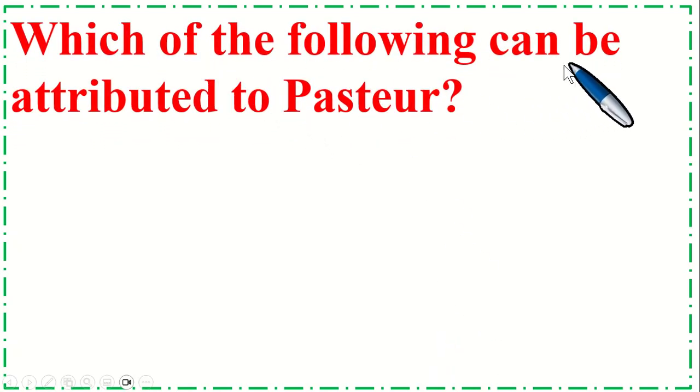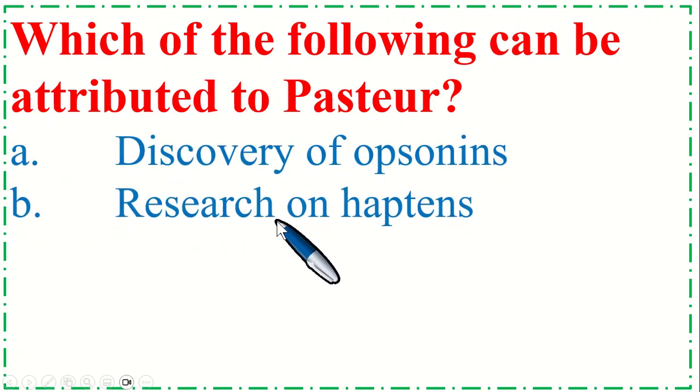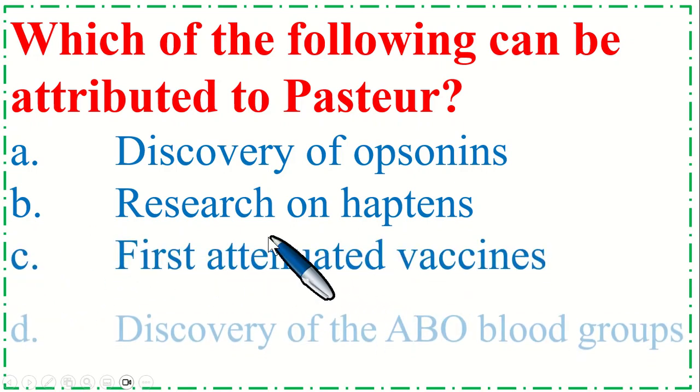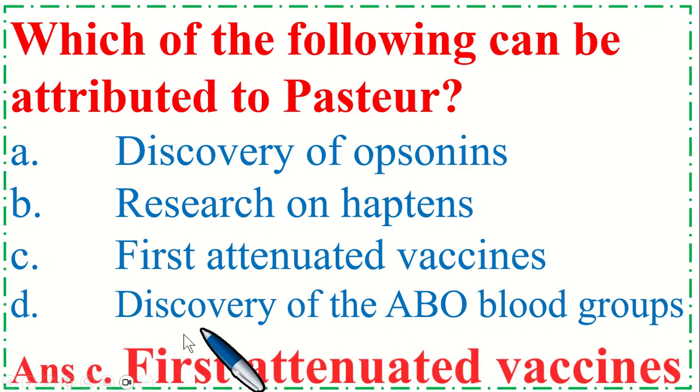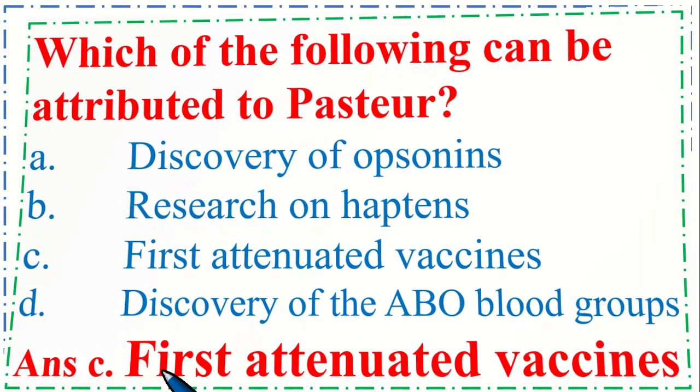Which of the following can be attributed to Pasteur? Option A. Discovery of opsonins. B. Research on haptens. C. First attenuated vaccines. And option D. Discovery of the ABO blood groups. So the correct option is C. First attenuated vaccines.